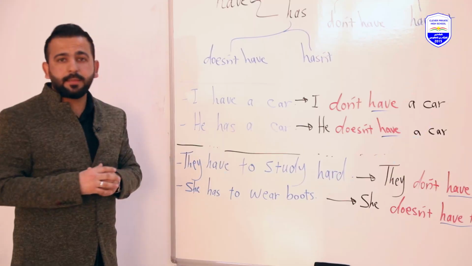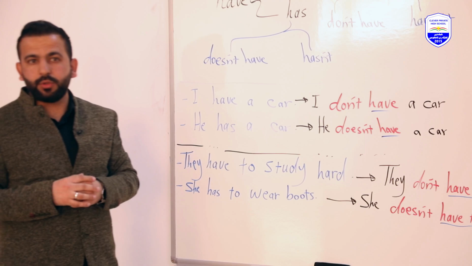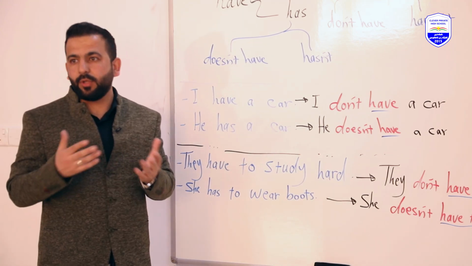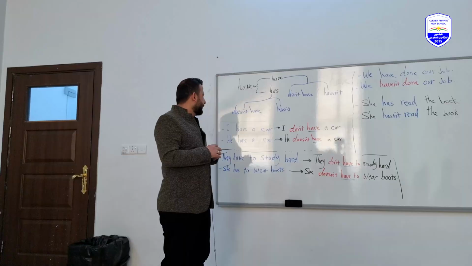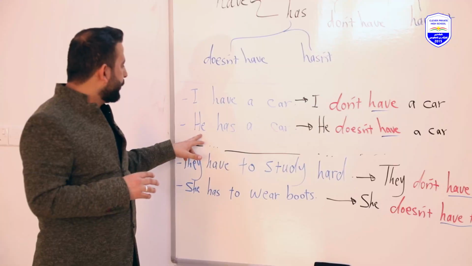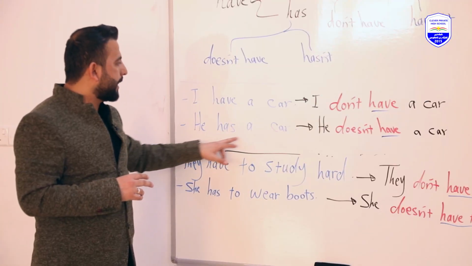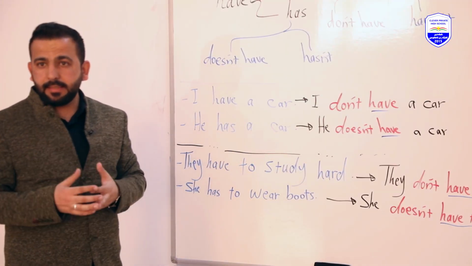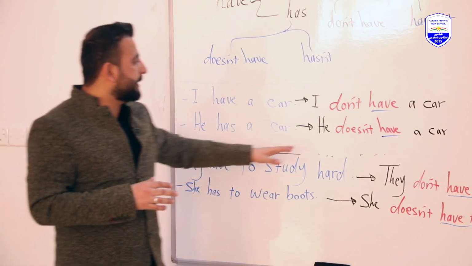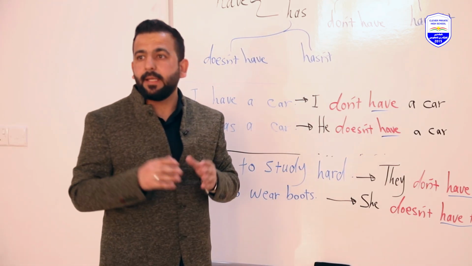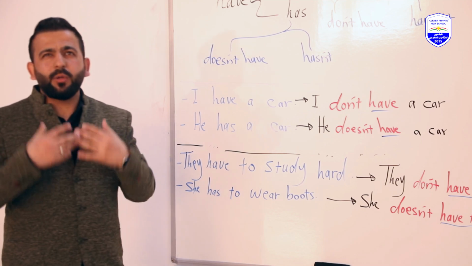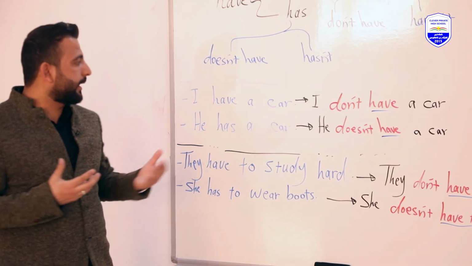For singular subjects like he, she, it, or a noun like Shadi, like Muhammad, or whatever noun we have, we use has. He has a car. And in this case, we say he doesn't have a car. He doesn't have a car. Okay, teacher, why can't I say he hasn't a car? The same question with the same answer.